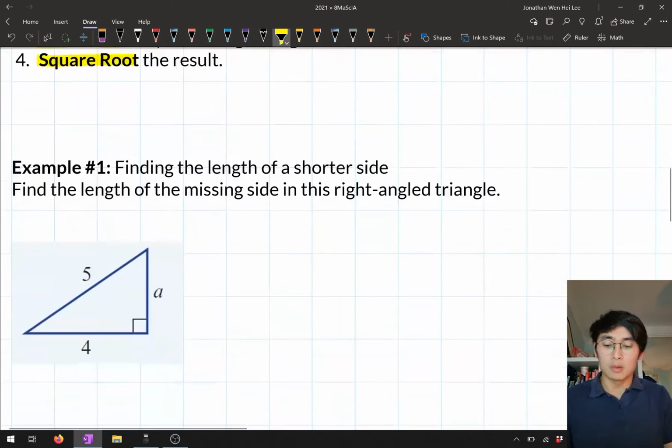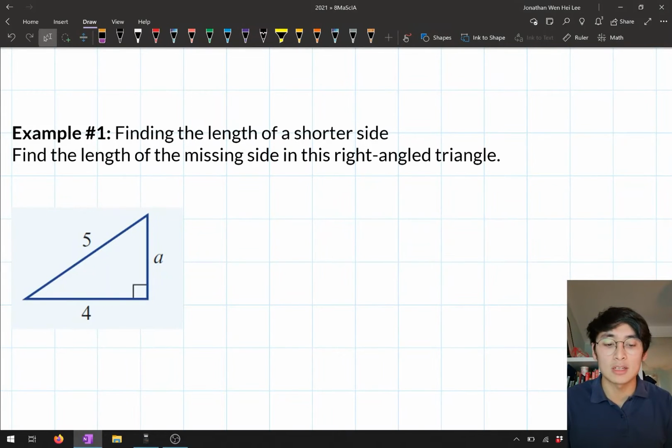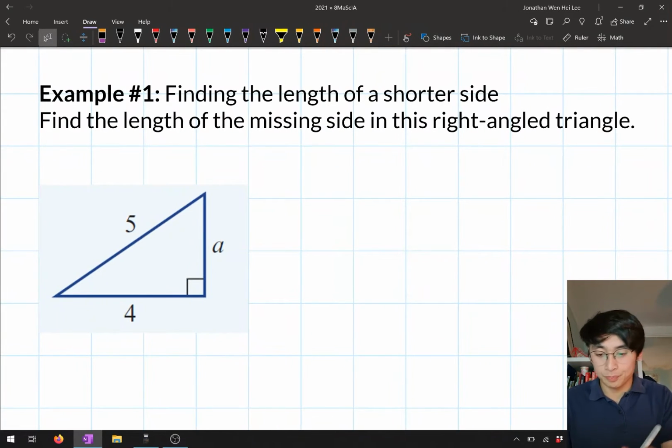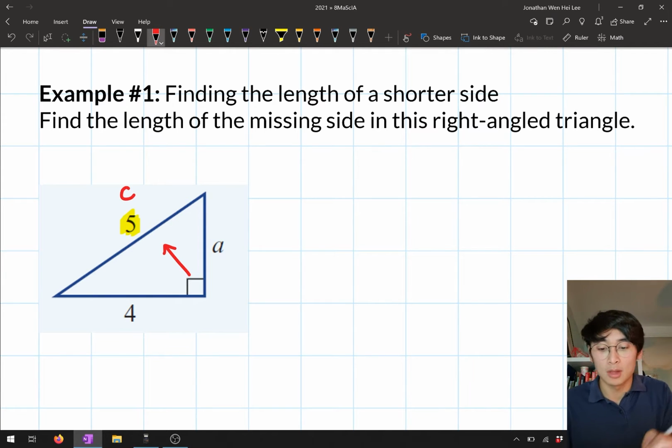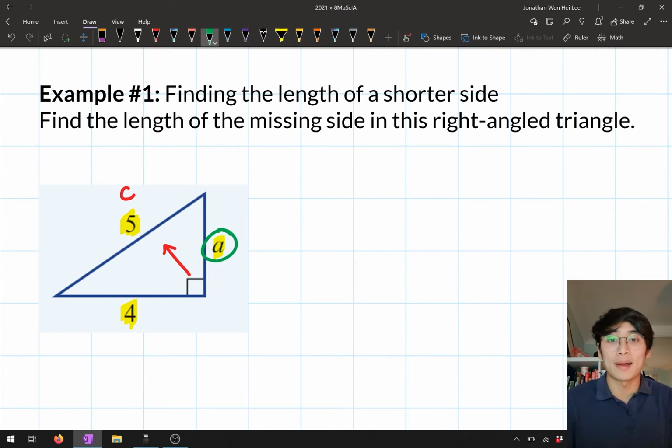Here, we want to find the length of the missing side in this right-angled triangle. If we have a look at this diagram, we've got 5. That is our hypotenuse. In my right-angled triangle, that's the side directly opposite my right angle, so this one here is going to be the value of c. We've also got another side, 4, and that is going to be one of my shorter sides. And I've got this missing side over here, a. I don't know what a is, so I'm going to use Pythagoras' theorem to help me solve for this.